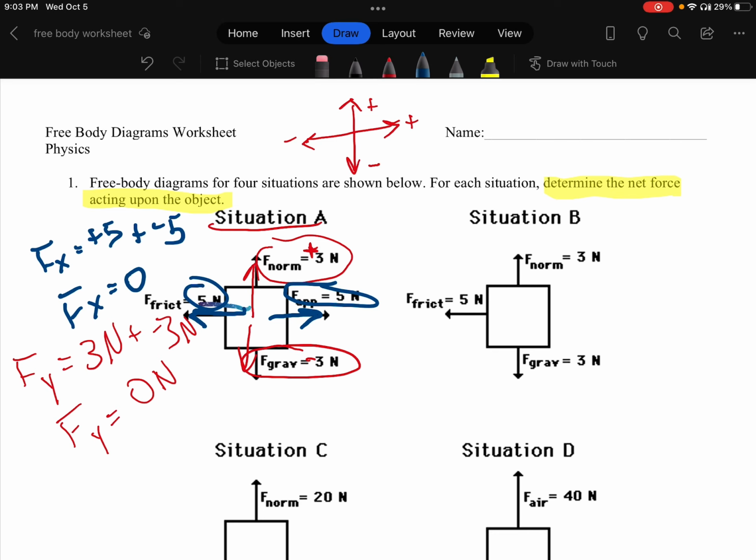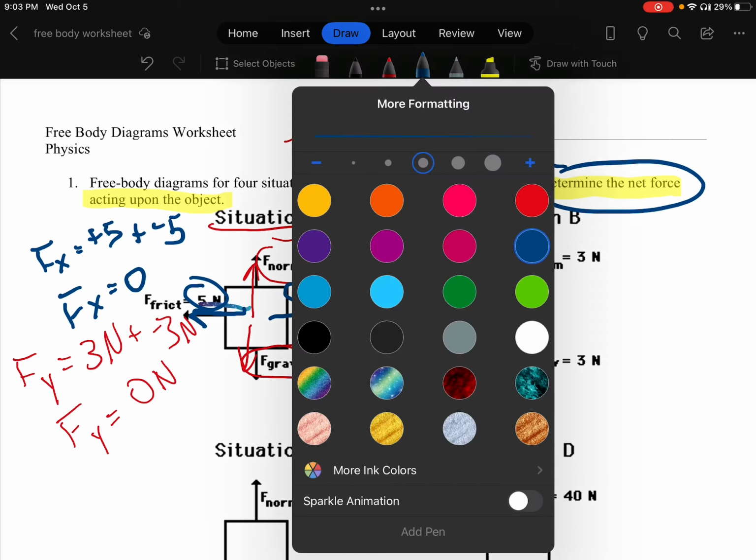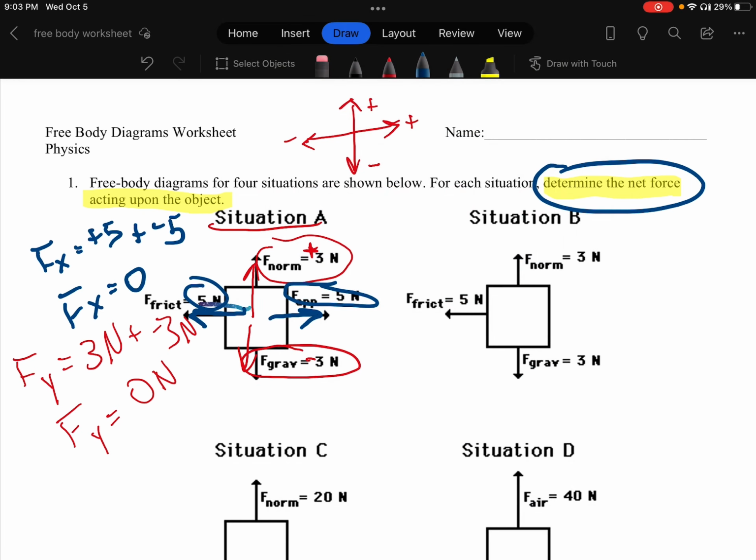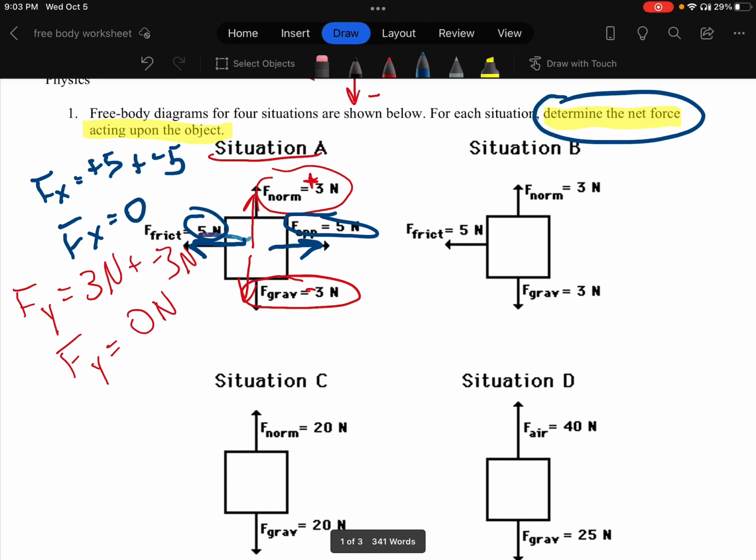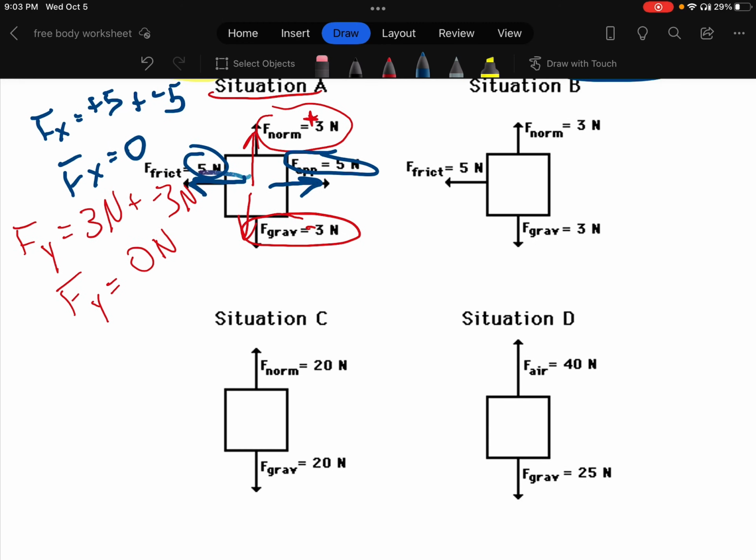You'll probably notice that it's asking for a net force, but I gave two forces. What gives? Well, the thing is, perpendicular forces do not interact with one another.